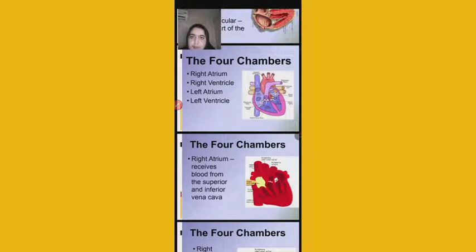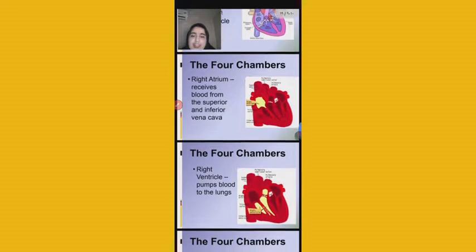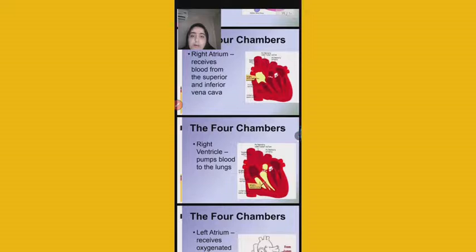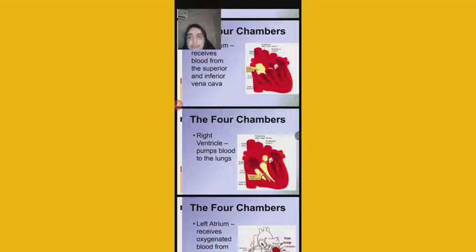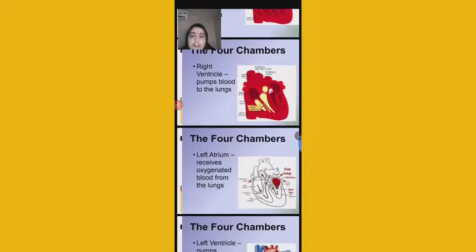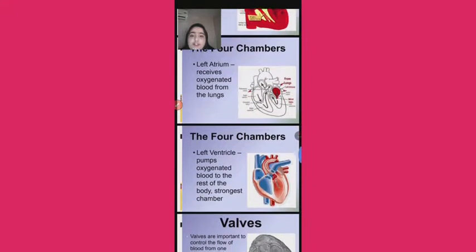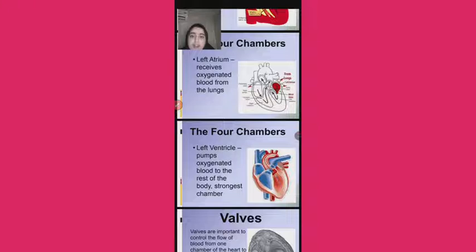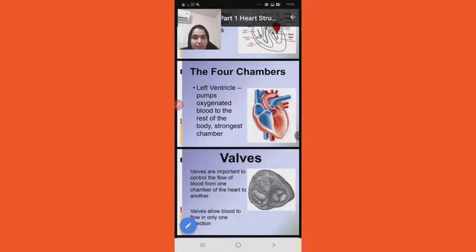The right atrium, what is its function? It receives blood from the superior and inferior vena cava, and the right ventricle pumps blood to the lungs. As you know, in the lungs gas is exchanged, it means oxygen and carbon dioxide. So the left atrium receives oxygenated blood, and the left ventricle pumps oxygenated blood to the rest of the body. It is the strongest chamber.